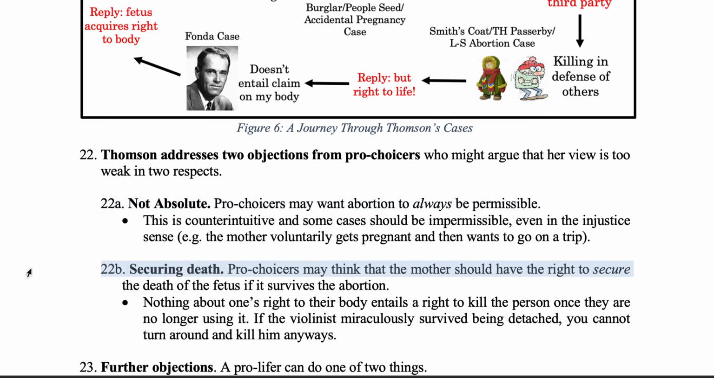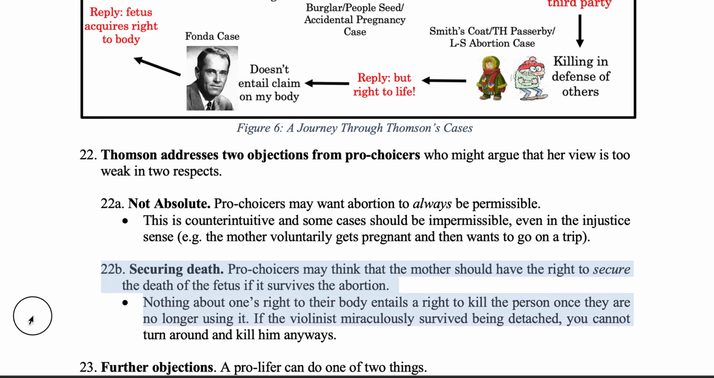Now, she also wants to say that pro-choicers might think that the mother should have a right to secure the death of the fetus if it survives the abortion. So imagine you unplug from the violinist, but the violinist survives miraculously. Well, you can't now turn to the violinist and kill it, right? You've already detached. You've done the thing that you wanted to do. You've saved yourself, or you've removed the other individual from using your body. But that doesn't mean that if the thing that was using your body, the violinist or the fetus, survives the separation from your body, you can just reach over and kill it now.